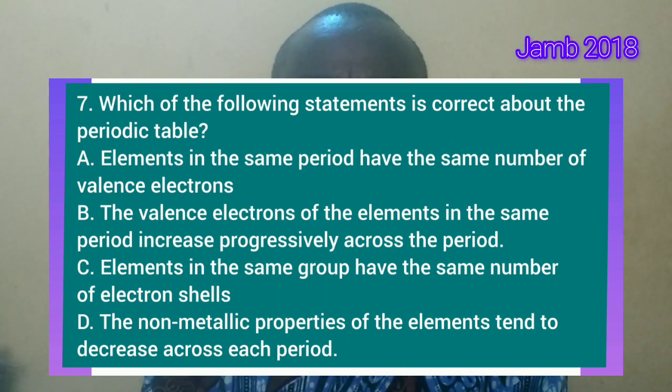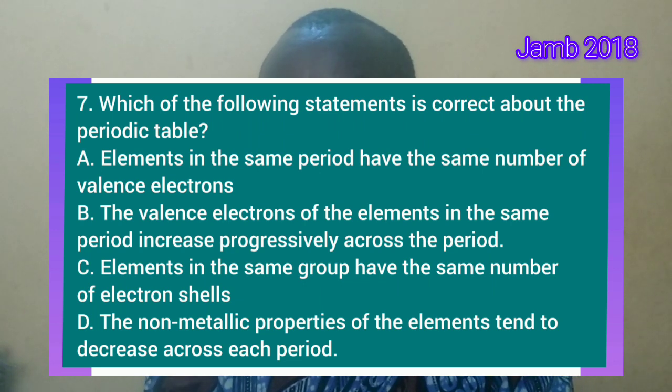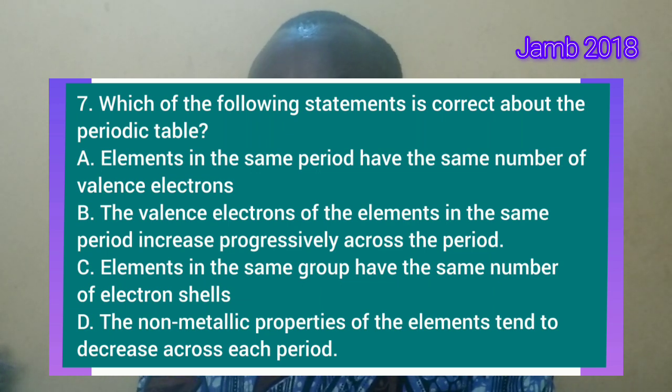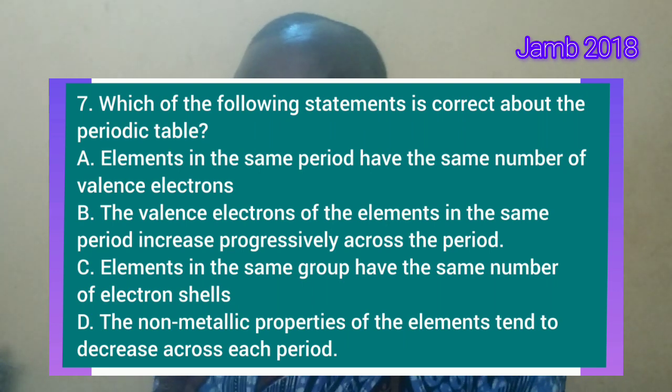Elements in the same period have the same number of valency electrons. That is wrong. Elements in the same period do not have the same number of valency electrons. Look at period 3, for example. Sodium, the valency is 1. Still on the same period, we have magnesium, the valency is 2. Still on the same period, we have aluminium, the valency is 3. And when you go on, it increases from 1, 2, 3, 4, 5, 6, 7, 8. That's how we have group 1, group 2.